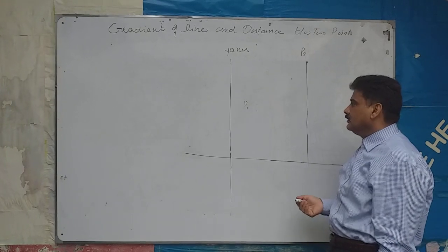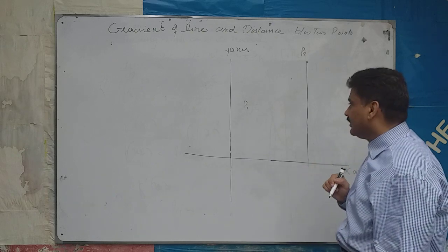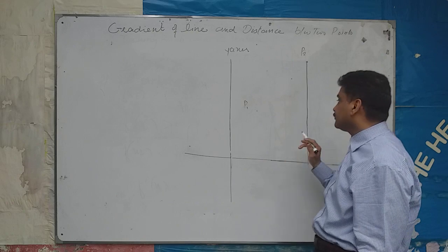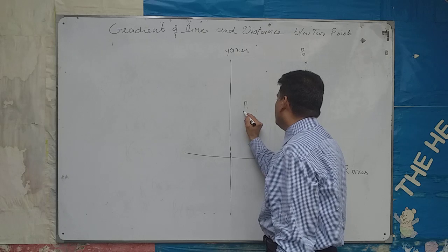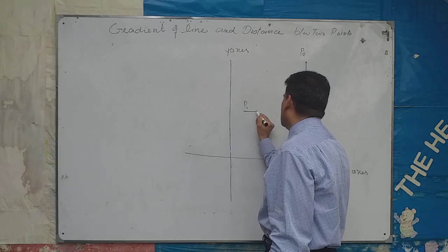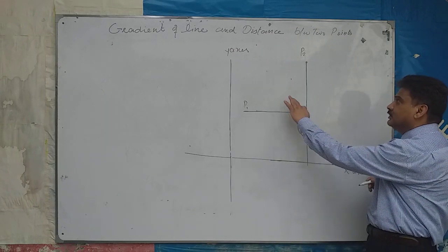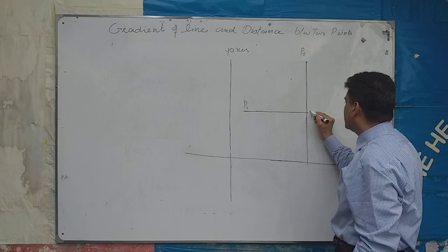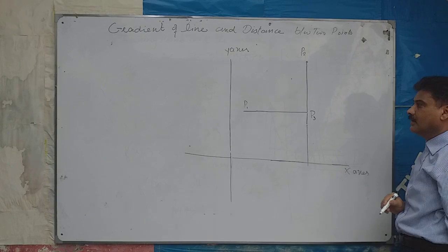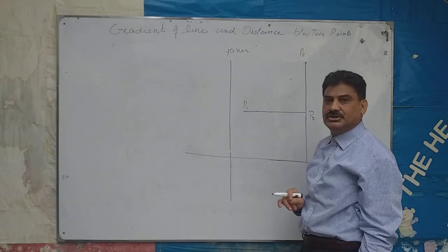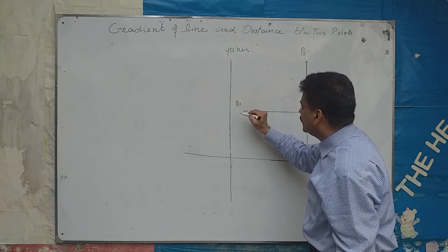Then move to the first point and draw a horizontal line from P1 until it meets the first line at P3. Join P1 to P3.